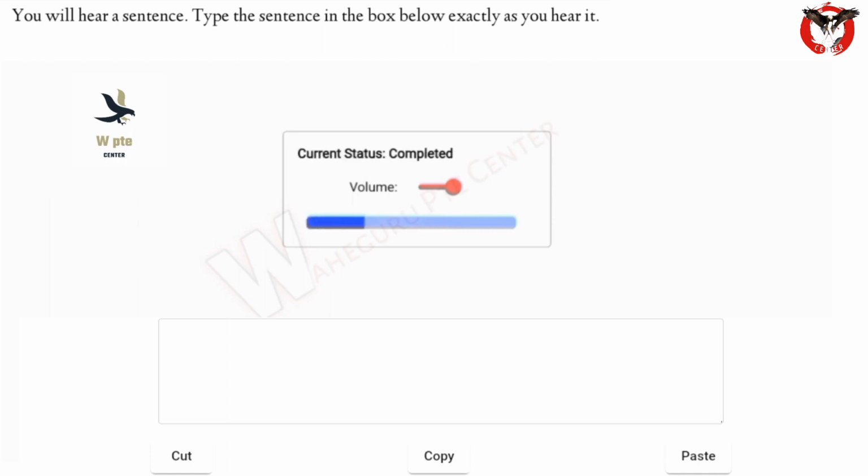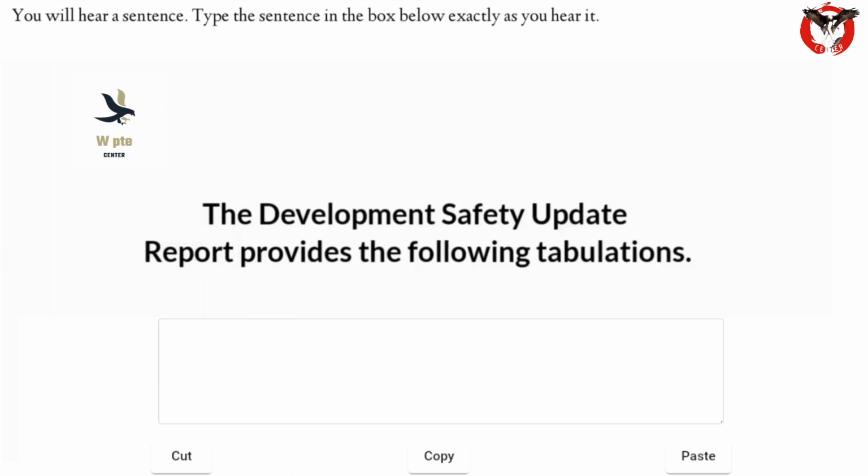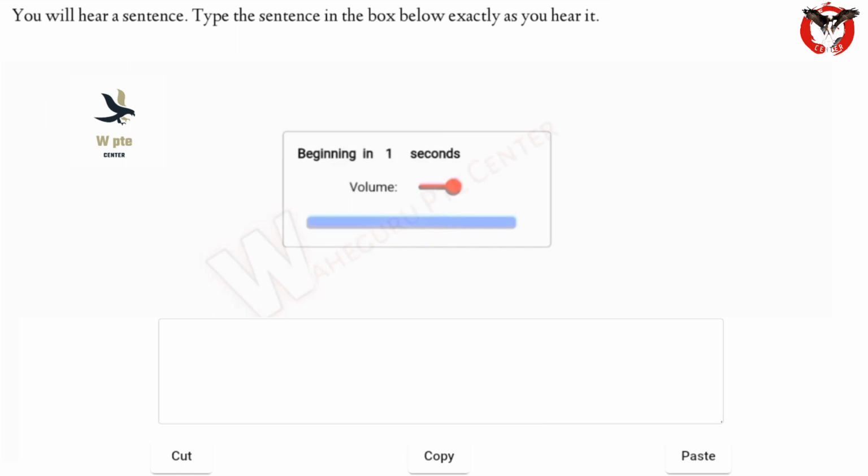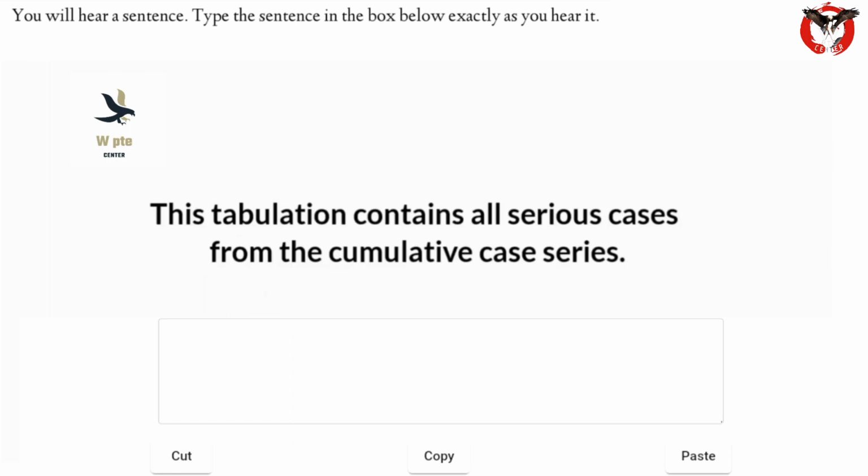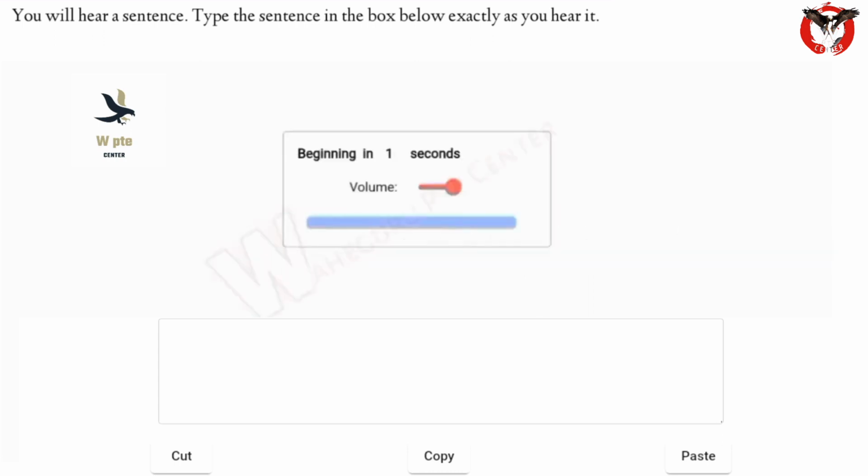The Development Safety Update report provides the following tabulations. This tabulation contains all serious cases from the cumulative case series. The in-period flag is not used. This is the default value.